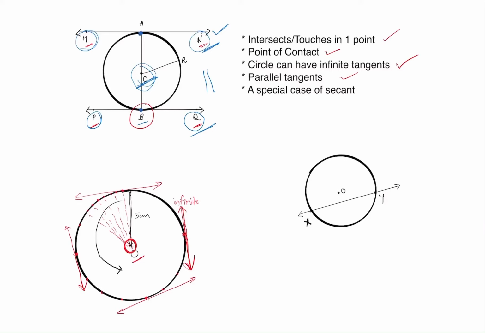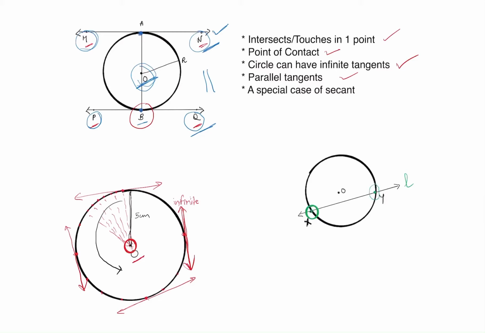That takes us to the last point, a special case of secant. They say that the tangent is a special case of a secant. And why is that so? We know that a secant is basically a line that is going to divide the circle into parts. So for the sake of this video, I have already made a diagram over here, and let's say this is line L, and this line L is intersecting the circle in 2 points X and Y, right? So X and Y are basically the 2 points.